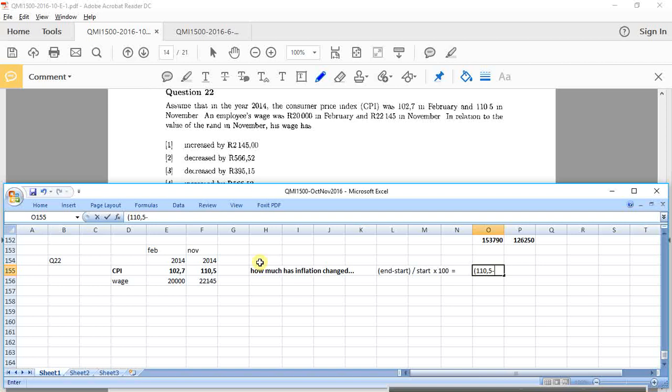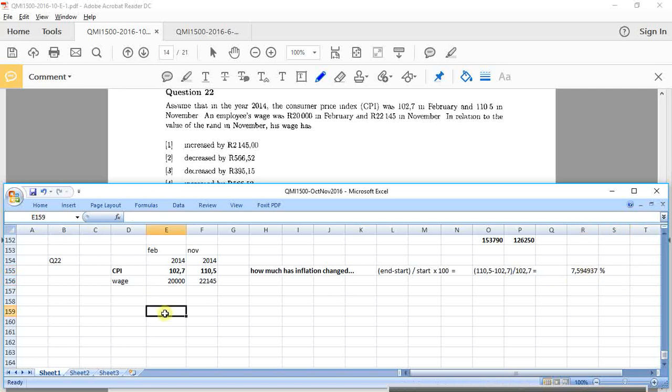110.5 minus 102.7, close brackets, divided by 102.7. Okay, equals that, times 100 to get a percentage. It gives me 7.59%. Okay, that's the increase.